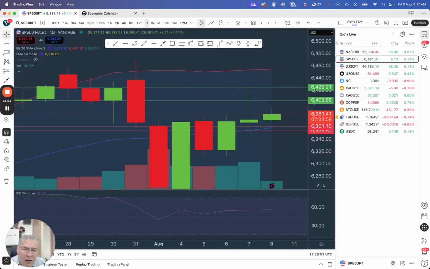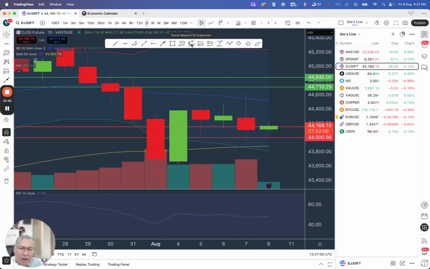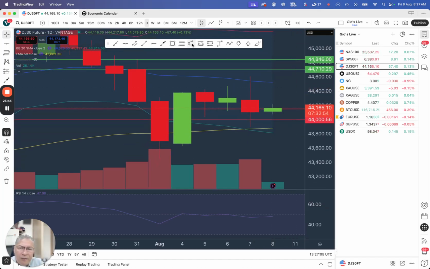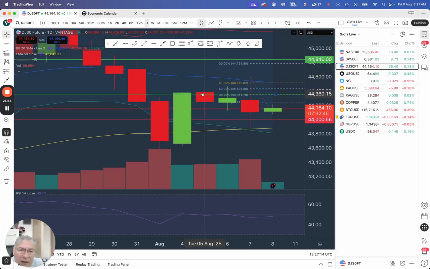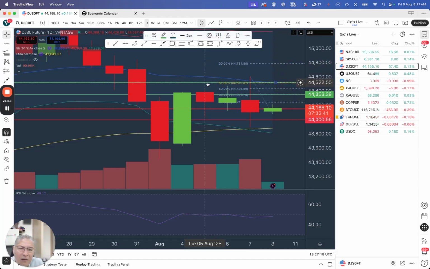But momentum to the upside is not bad. RSI is above 50. All right. Crude oil. Will that be today another day in the red? We'll find out.